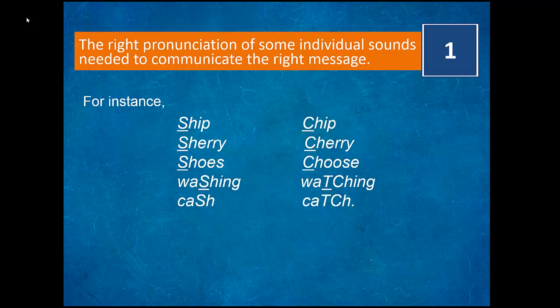The first one is the right pronunciation of some individual sounds needed to communicate the right message. For instance, we have sheep and cheap, cherry and cherry, shoes and choose, washing and watching, cash and catch.